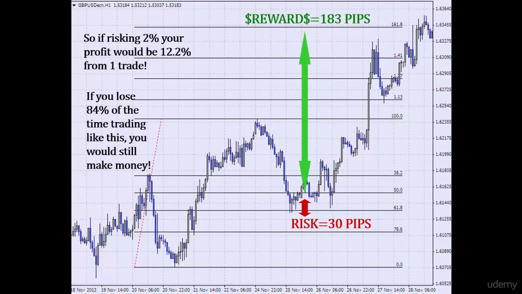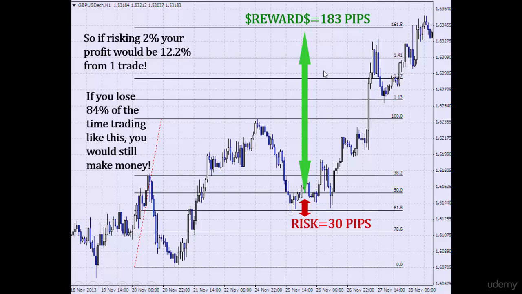Now here's another example. In this example, you can see the market fell to the 618 Fibonacci level, gave you some nice tweezer bottoms, then the market gives you an engulfing bullish candle. So you could have entered the market anywhere in this region. You could have put your stops below the lows. That's a 30 pip risk.